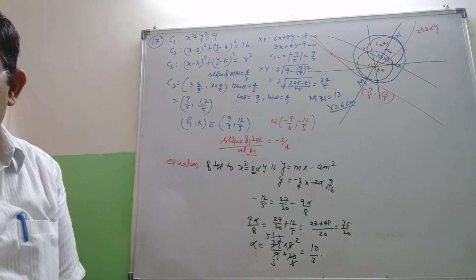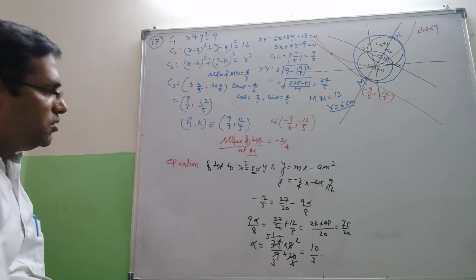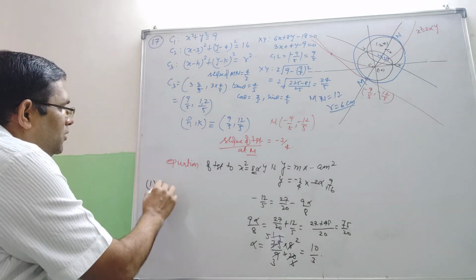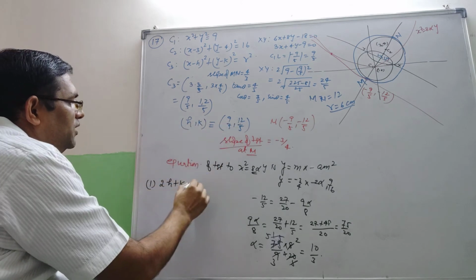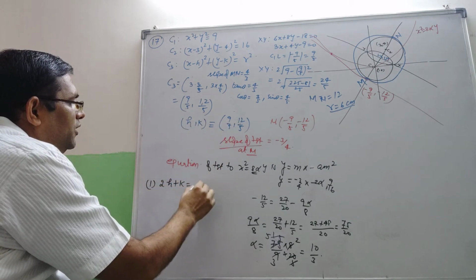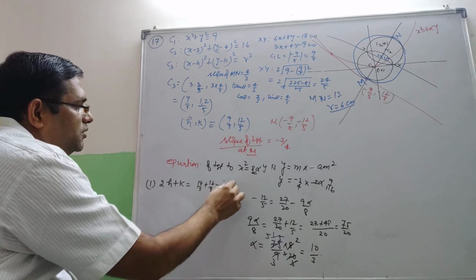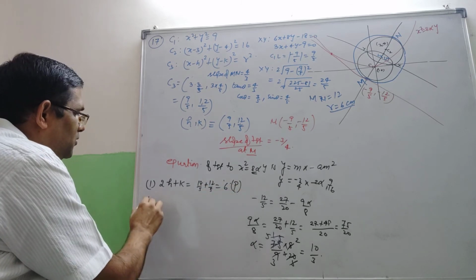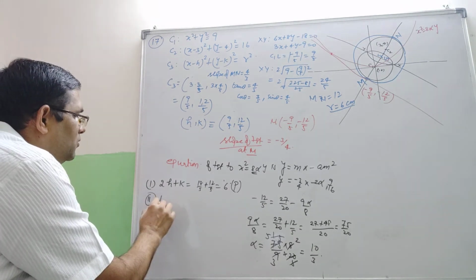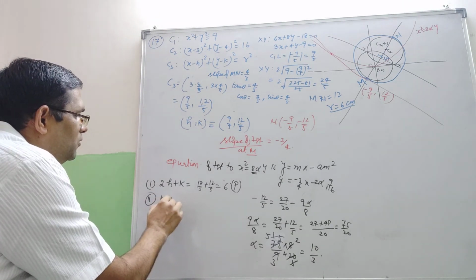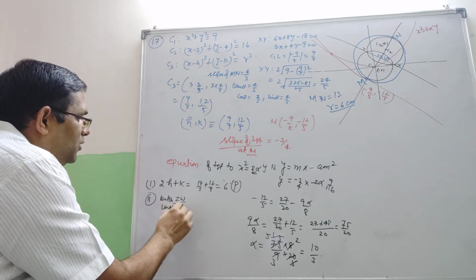Here from the question, we have 2h plus k. 2h plus k is 18 by 5 plus 12 by 5, which is equal to 6. This is option P. In the second, the length of ZW and the length of XY.